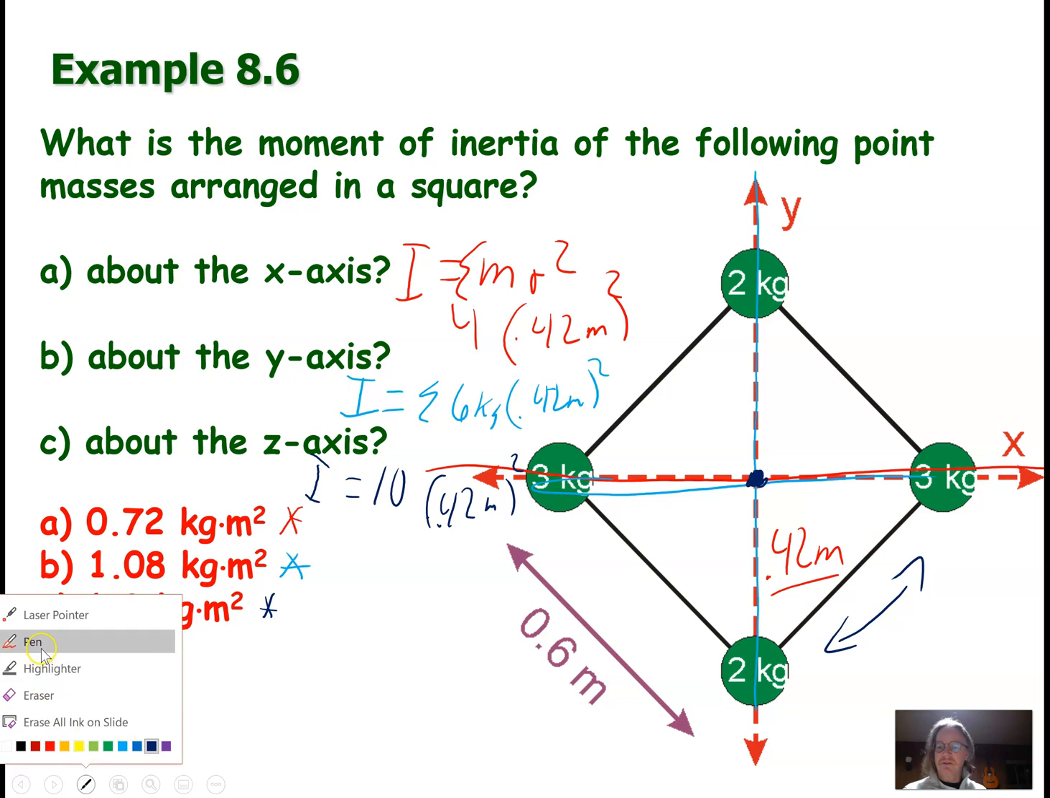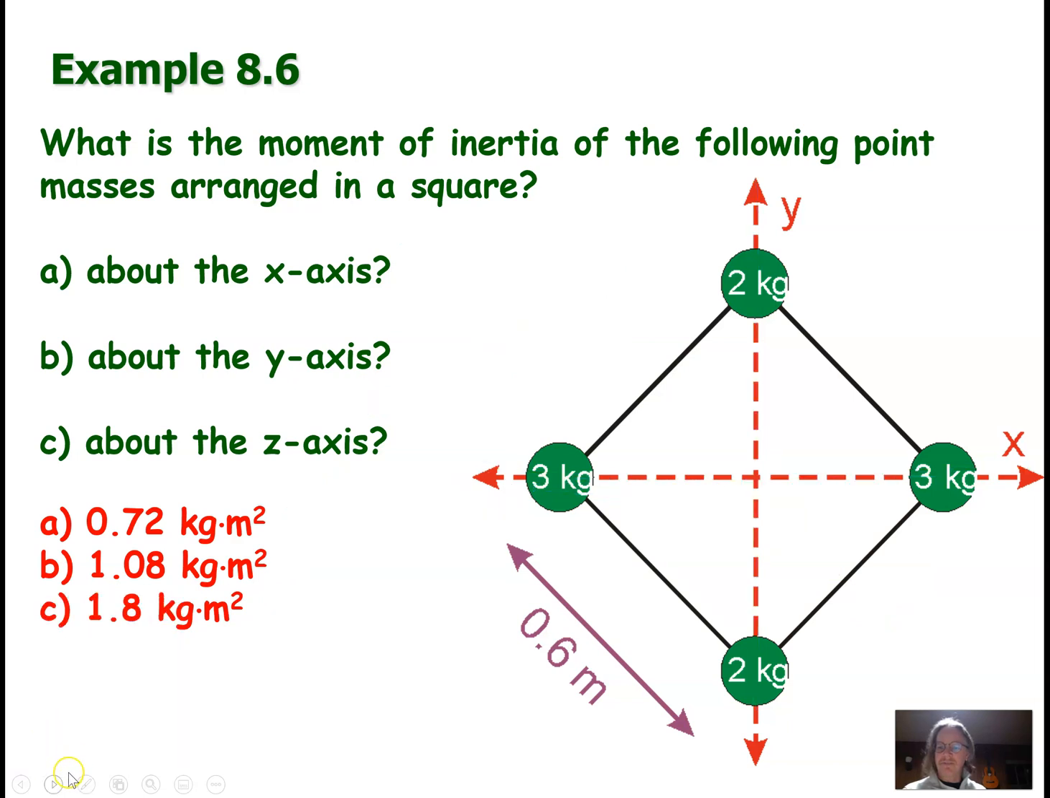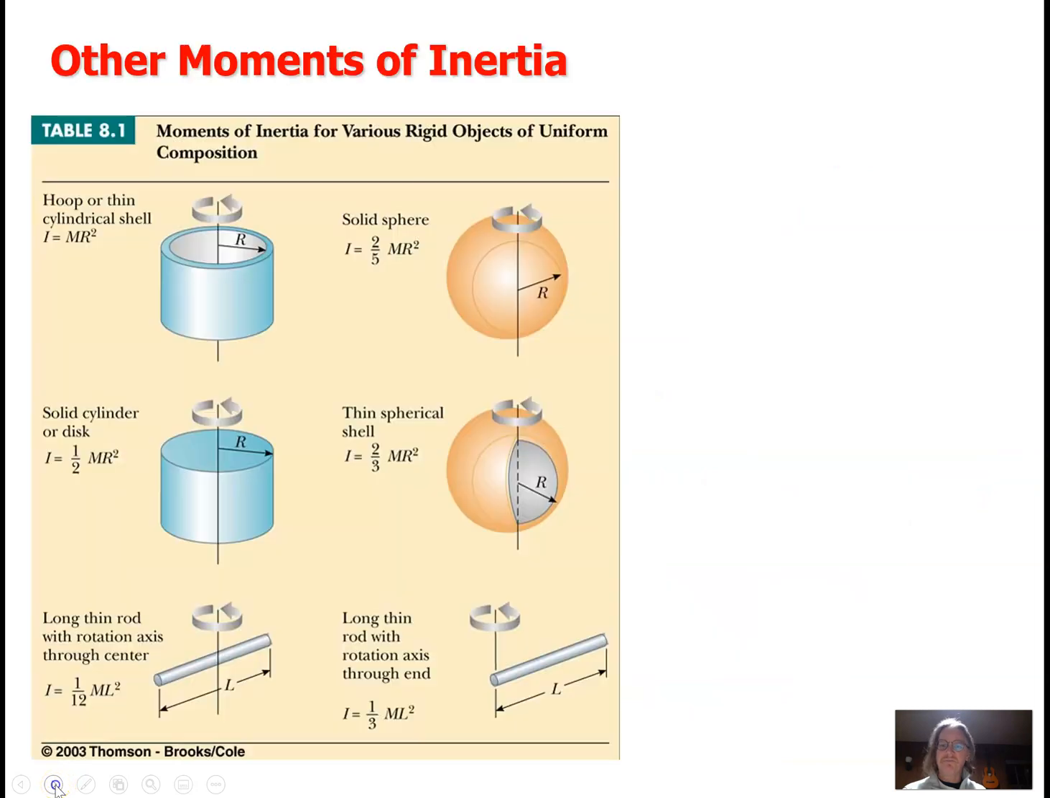Alright, so let's get rid of the pen and erase all the ink on that slide. Let's go to our next dealio. So these shapes, this one's the easy one. That's I equals mr squared. All the mass, since it's rotating about the center, is located at the same distance. So it's a pretty easy equation.